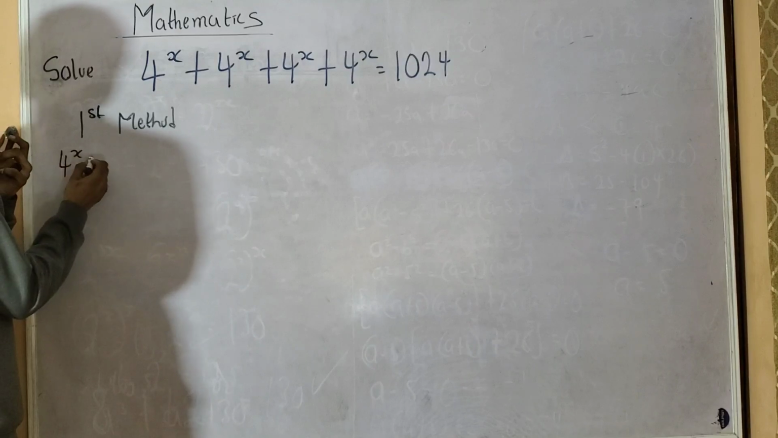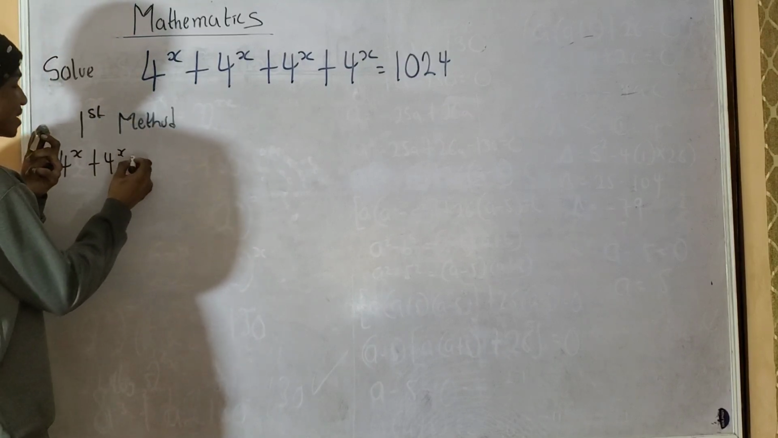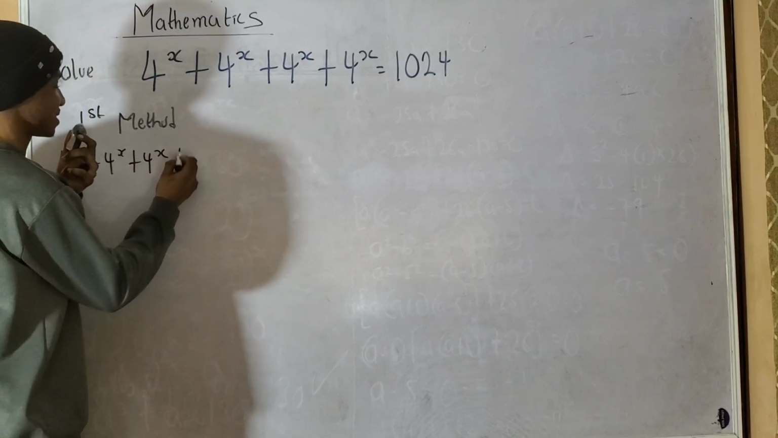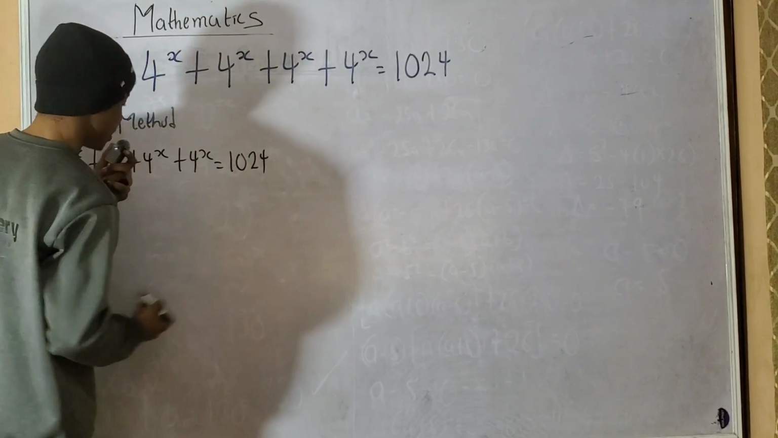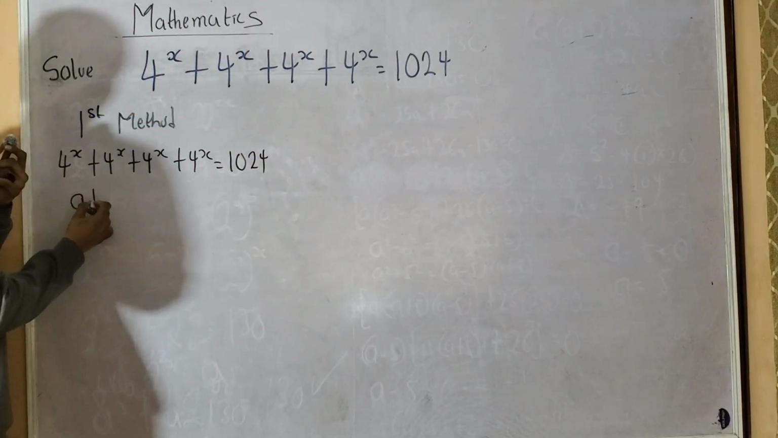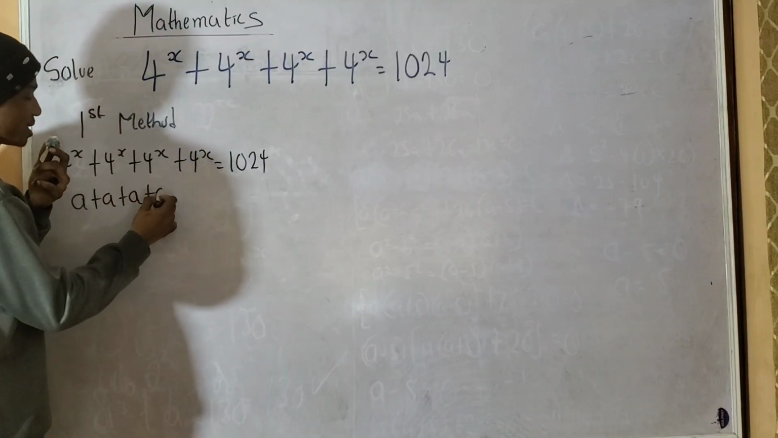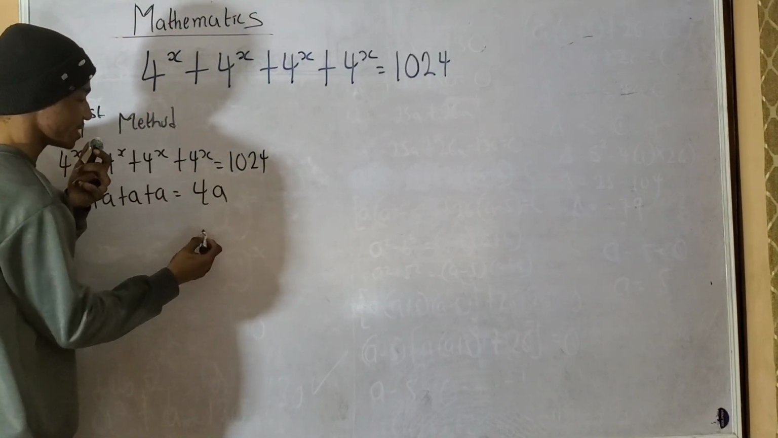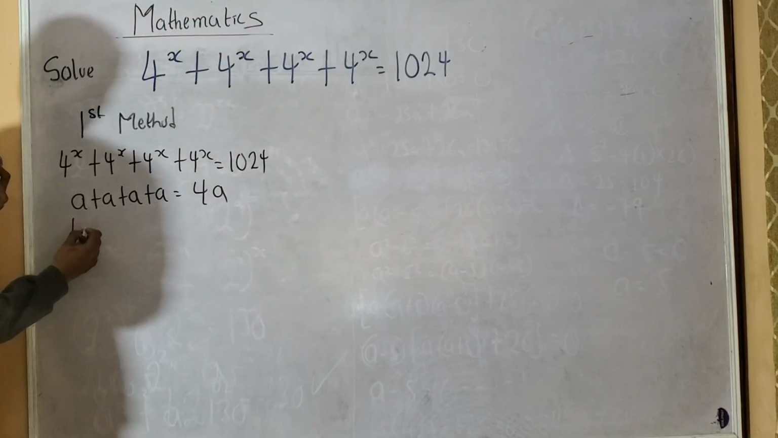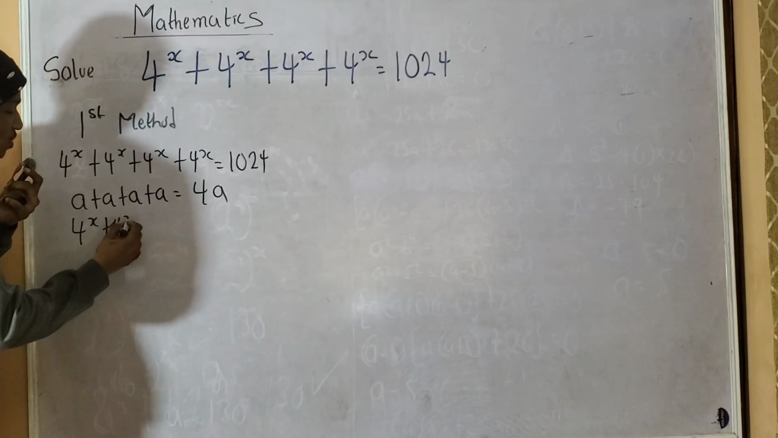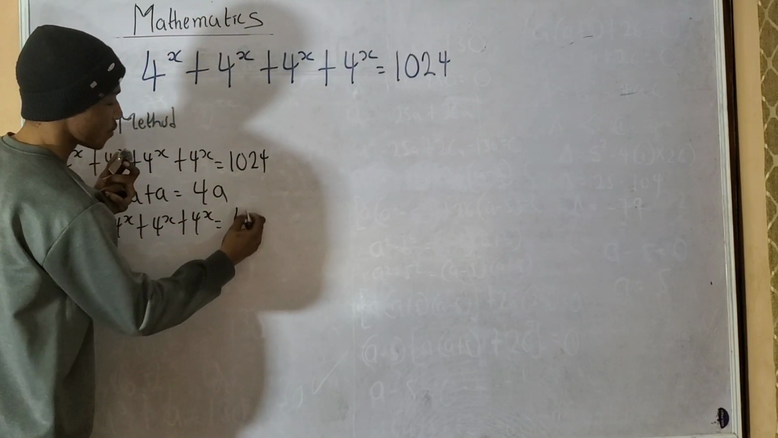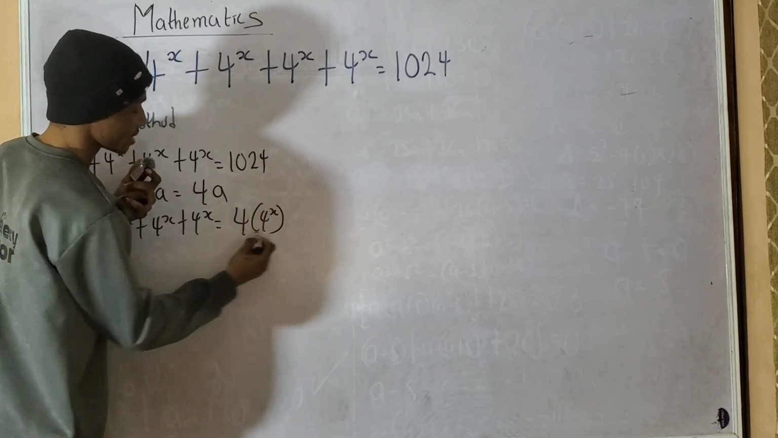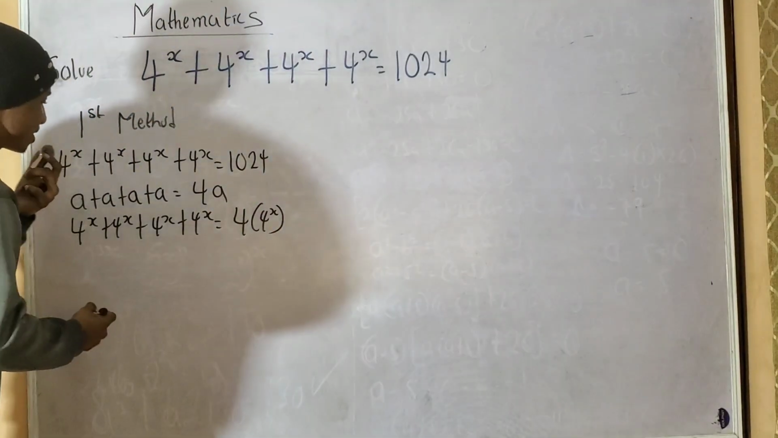4 raised to the power of x plus 4 raised to the power of x plus 4 raised to the power of x plus 4 raised to the power of x equals to 1024. Recall that a plus a plus a plus a equals to what? 4a, right? That means if I have four copies of 4 raised to the power of x, it equals 4 multiplied by 4 raised to the power of x. Are you getting it? Okay.